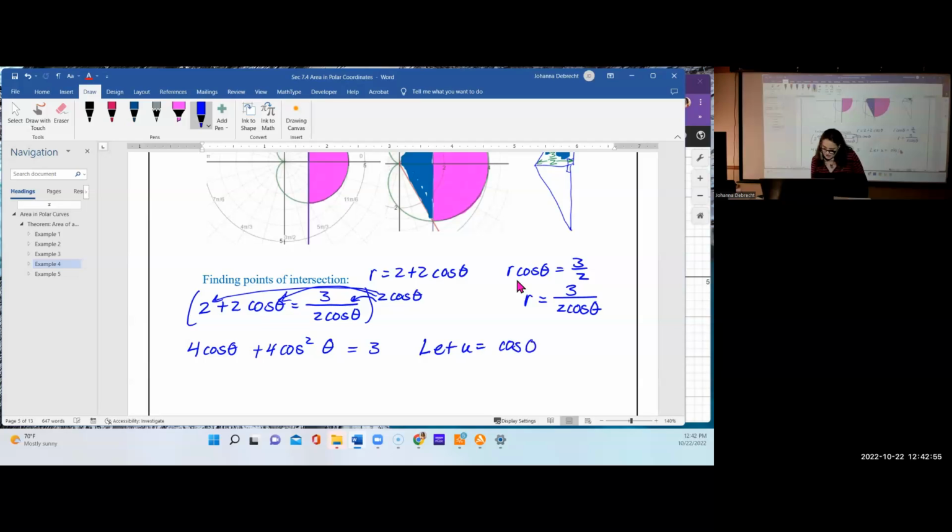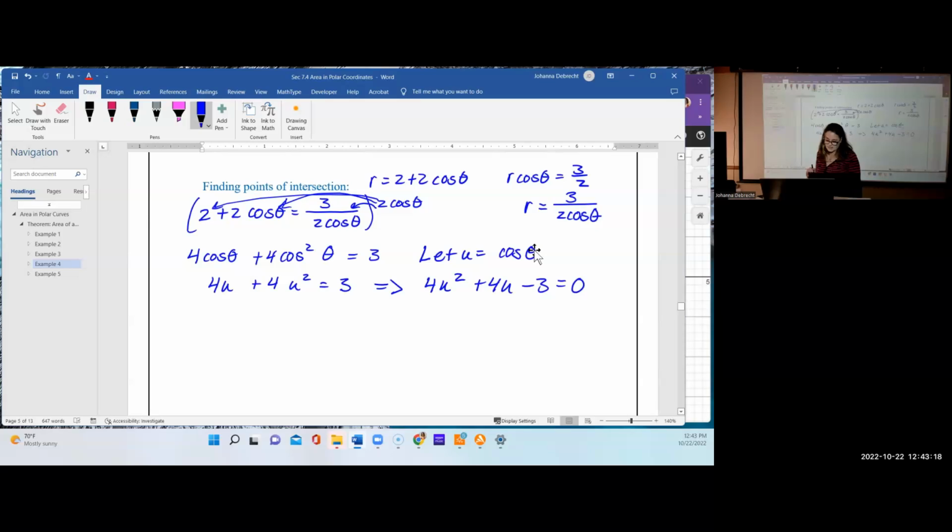So if I let cosine of theta be u, I have 4u plus 4u squared equal 3. That looks like a polynomial equation. I can rewrite this in a different order as 4u squared plus 4u minus 3 equals 0. What do you want to bet that it factors? And in fact, it does factor.